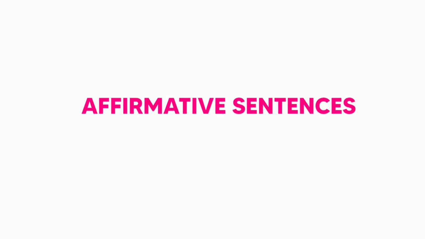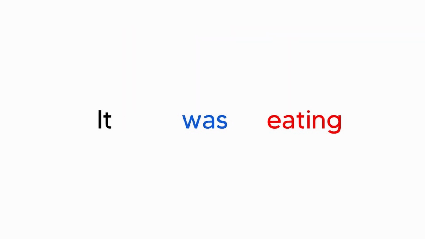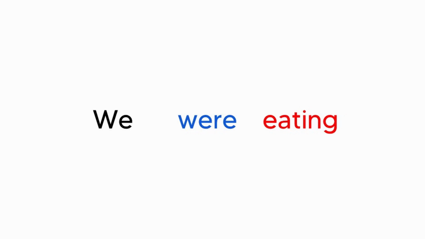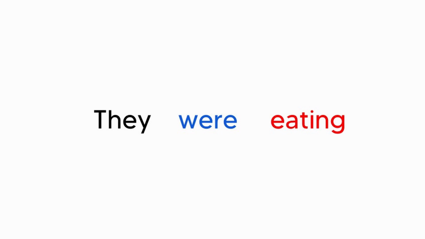Okay, let's have a look at some affirmative and negative sentences and also some questions. Let's start by having a look at some affirmative sentences. I was eating. He was eating. She was eating. It was eating. We were eating. You were eating. They were eating.